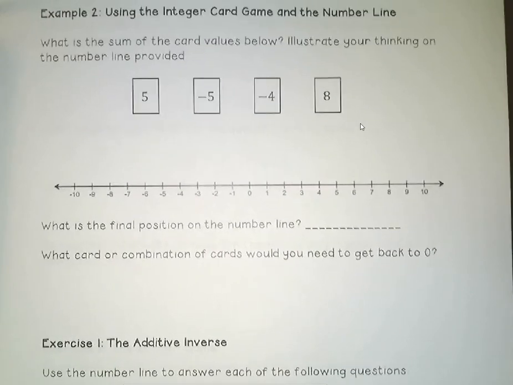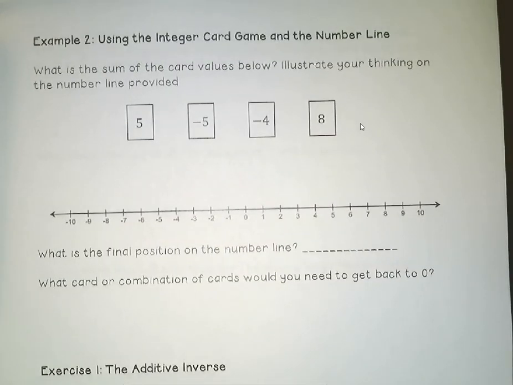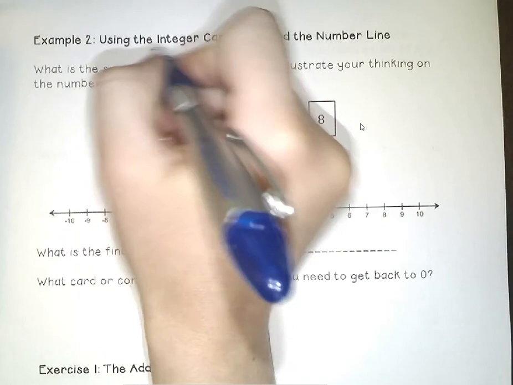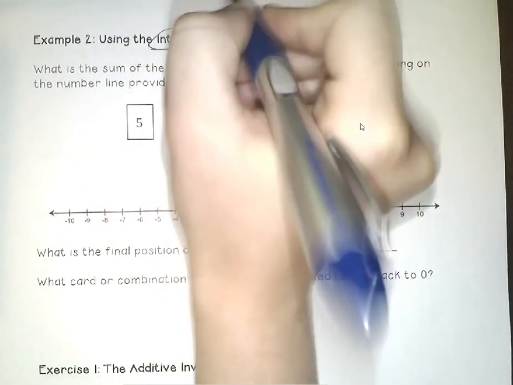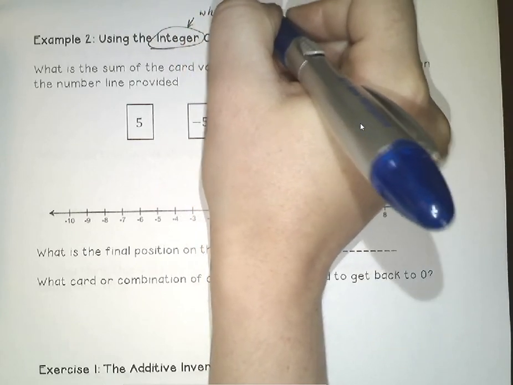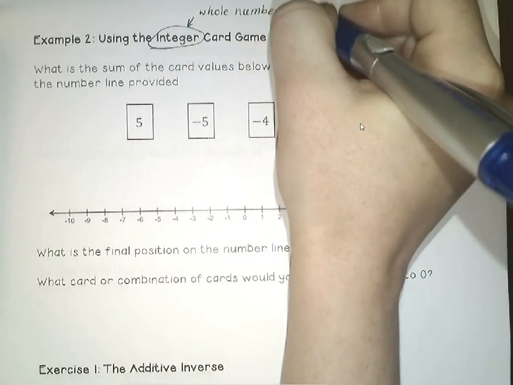It says using the integer card game. In class, we are going to learn how to play integer cards. What you need to know about integers are positive and negative numbers. You may or may not have heard this word before, integers. Integers are whole numbers and their opposites. So if you want to add a little note here, an integer is a whole number or its opposite.